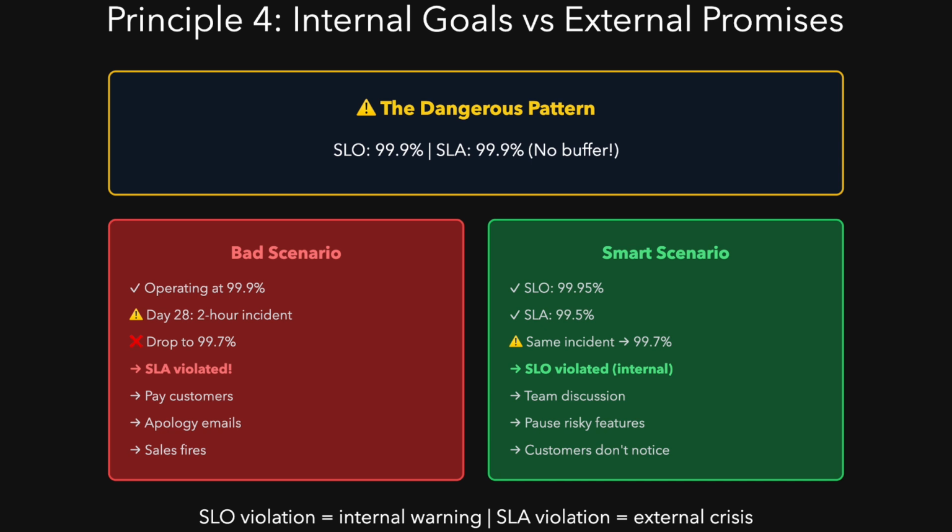But what if your SLO was 99.95% and your SLA was 99.5? Same incident, you are now at 99.7. You violated your internal SLO. So you have a team discussion, maybe pause risky features, but you are still well above your SLA. Customers don't even know there was an issue. This buffer is essential. Always set SLOs higher than SLAs.